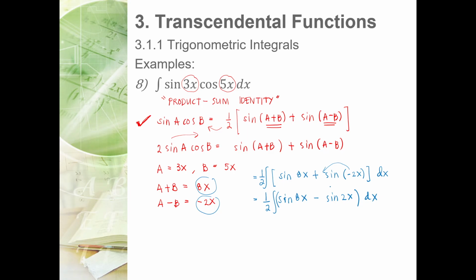If you're going to ask how the negative became a minus, there's an identity called the negative angle identity wherein sine of negative theta gives you negative sine theta, and cosine of negative theta is just positive cosine theta. So try to look at the identities: the negative angle identity.